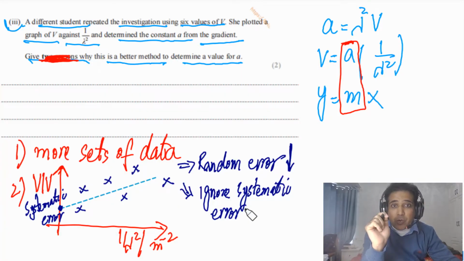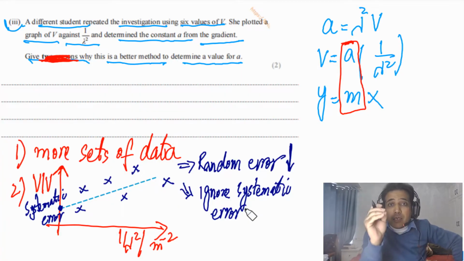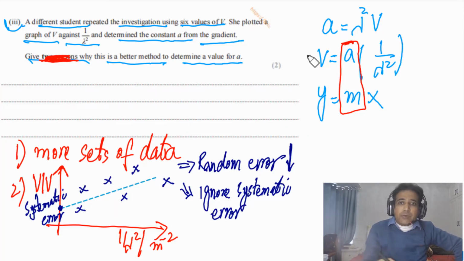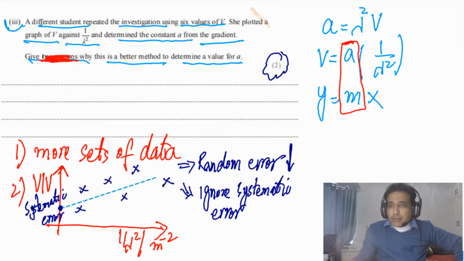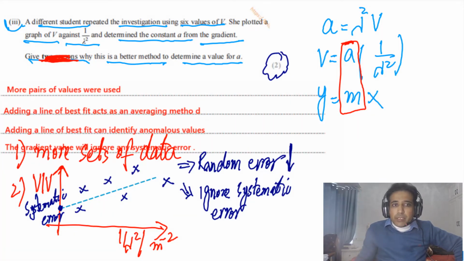A beautiful point. You need to understand why always we draw the best fit line. So for this question we have to mention only 2 points. Let me show you the answer, how you can write down your answer. These are the points you can mention in your answer.